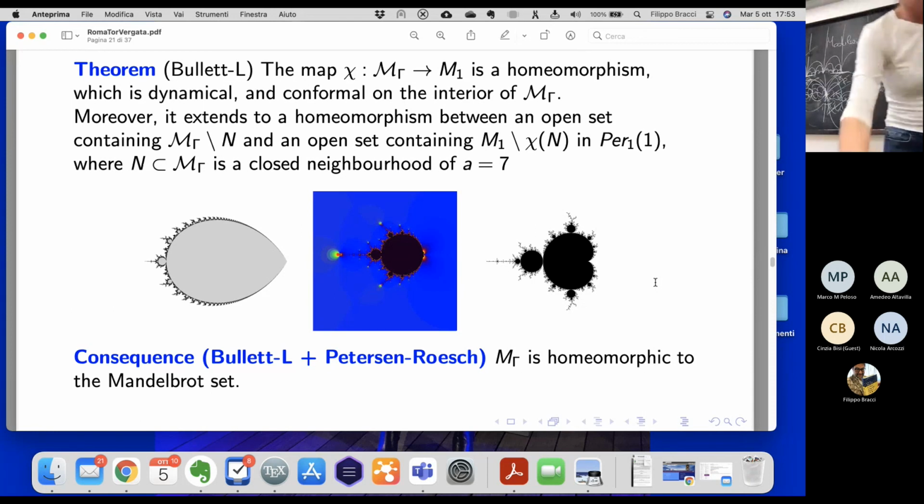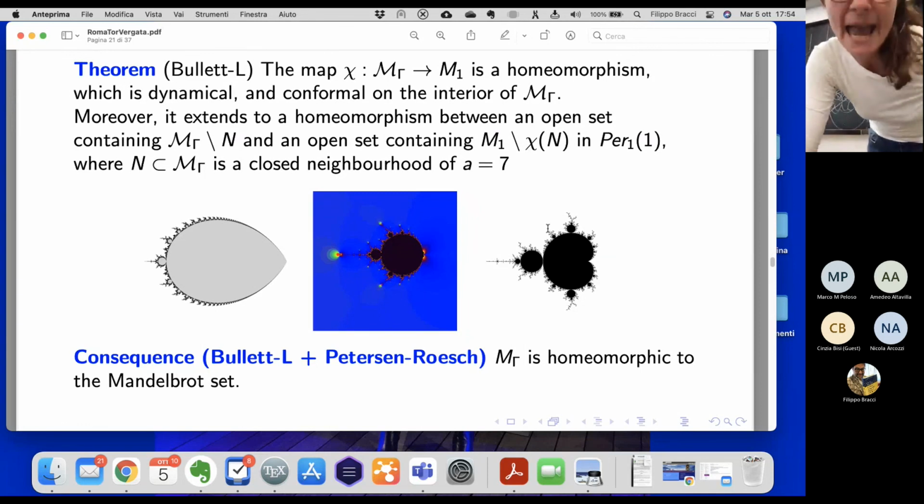In the sense, the modular Mandelbrot set is homeomorphic to the Mandelbrot set, but to construct it, you have to pass through the parabolic Mandelbrot set. And looking at the picture it is obvious, because you go between something like that to something like that to something like that. Okay.